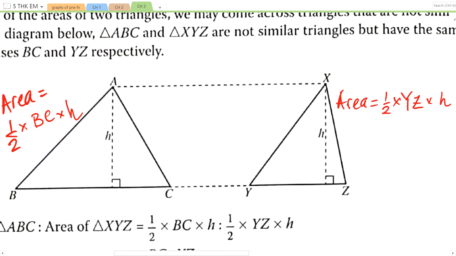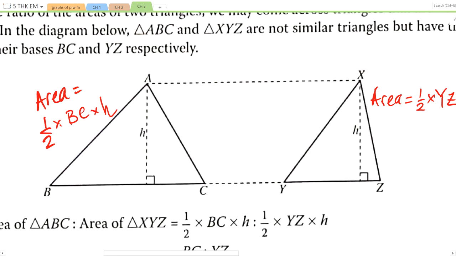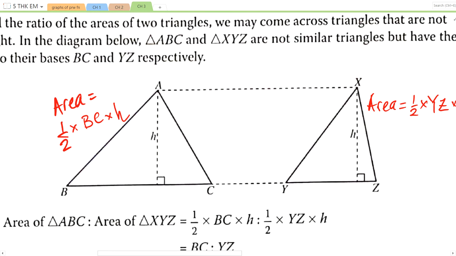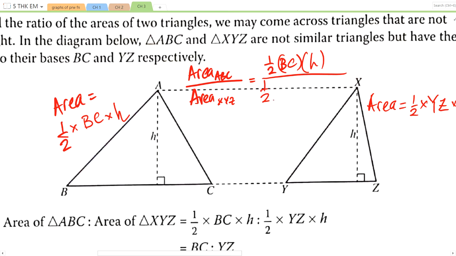If I want the ratio of area, it'll be one area over the other area, right? So area ABC over area XYZ is actually equal to half BC times H divided by half XY times H. Correct so far? Now, what can we cancel off?